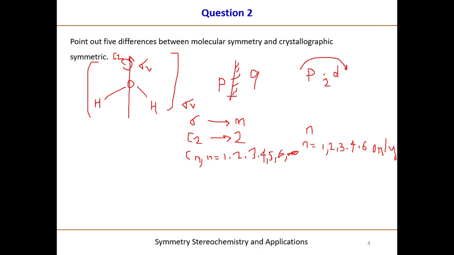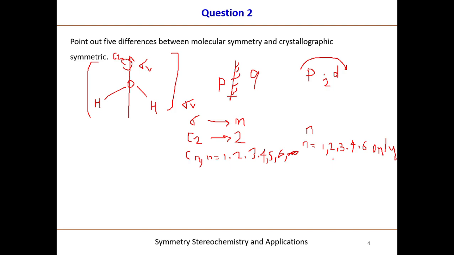So why not 5 or why not 7, 8 or infinite? I'm not going to discuss these things in detail. You can find these things in a book named F.A. Cotton, chapter 11. You can get details from that book. Here I'm just pointing out the difference between molecular symmetry and crystallographic symmetry.